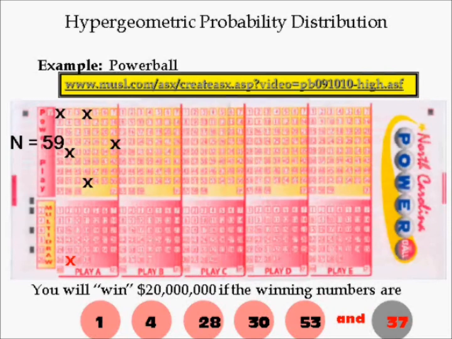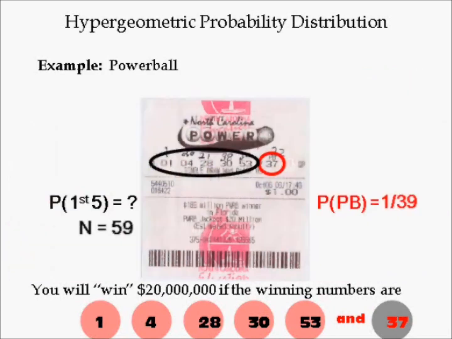The number of non-Powerball ping pong balls in the jar at the start of the game is 59. The probability of getting the Powerball correct when there are 39 ping pong balls to select from is 1 divided by 39. Before we can compute the probability of winning the lottery, we have to compute the probability of getting the first five non-Powerball numbers correct. To do this, we have to understand that there are 59 ping pong balls in the jar before the game starts.